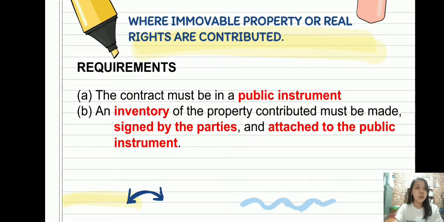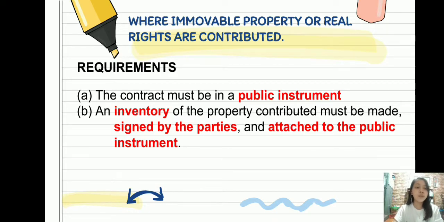So, ano nga ba yung mga requirements para hindi maging void yung contract ng partnership? First, dapat merong public instrument. And the second, an inventory of the property contributed must be made, signed by the parties, and attached to the public instrument. So, babalik tayo sa public instrument, no?